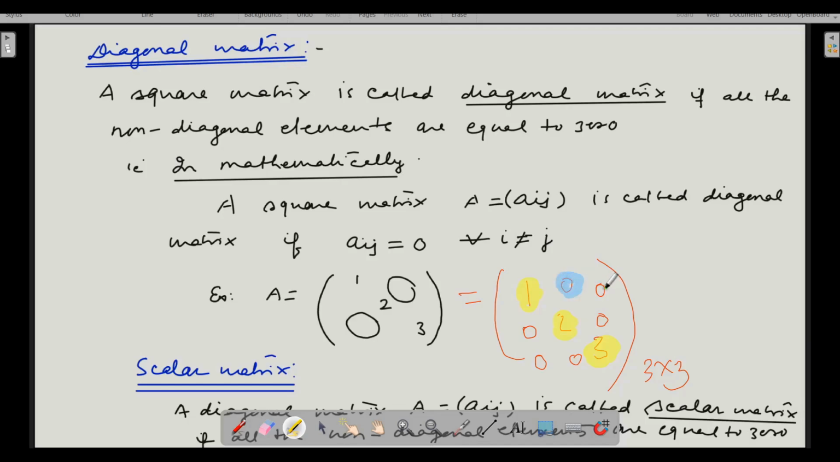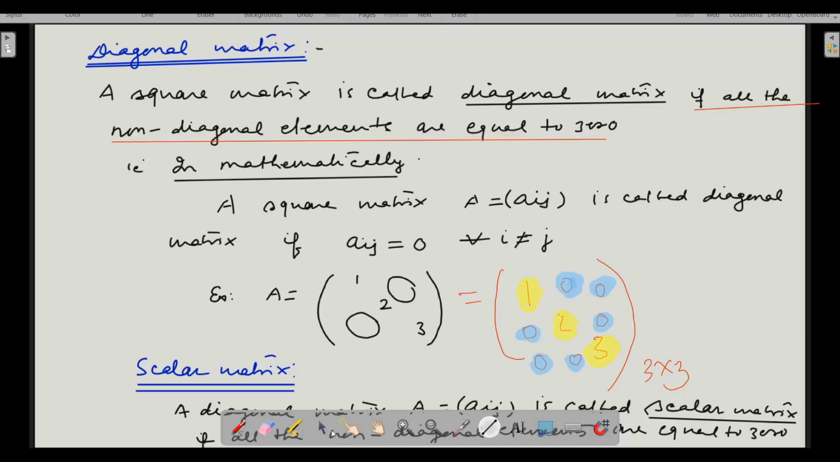This is a non-diagonal element. It is not a part of the diagonal. This is also a non-diagonal element, this is also a non-diagonal element, this is also a non-diagonal element, and this is also a non-diagonal element. Okay. So what is it saying? A square matrix will be called a diagonal matrix if all the non-diagonal elements are equal to 0.